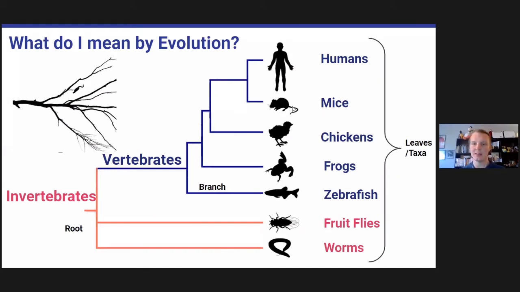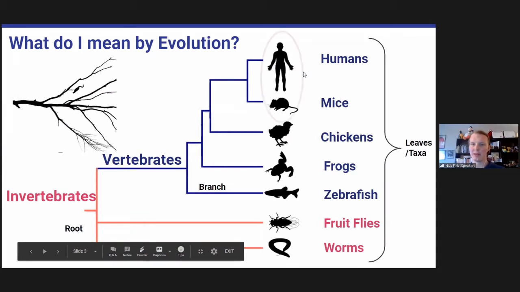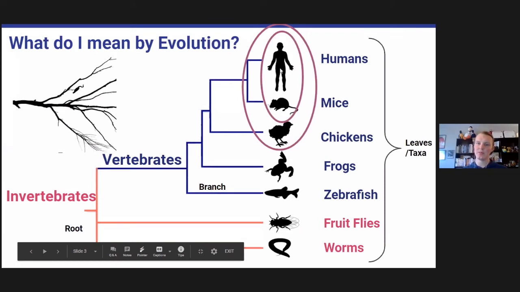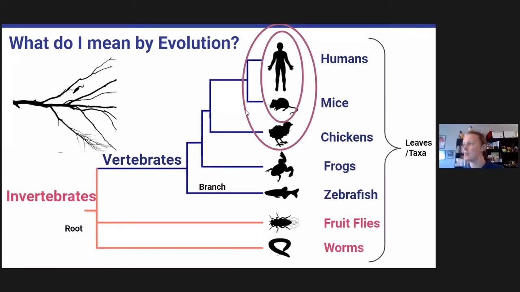I think it makes a lot of sense to think that humans and mice are more closely related to each other than we are to worms, right? So we form a group. And I also think it makes sense that humans, mice, and chickens are all a little bit more closely related to each other than we are to flies, right? So the closeness on the trees represents a closeness of your evolutionary relationship.